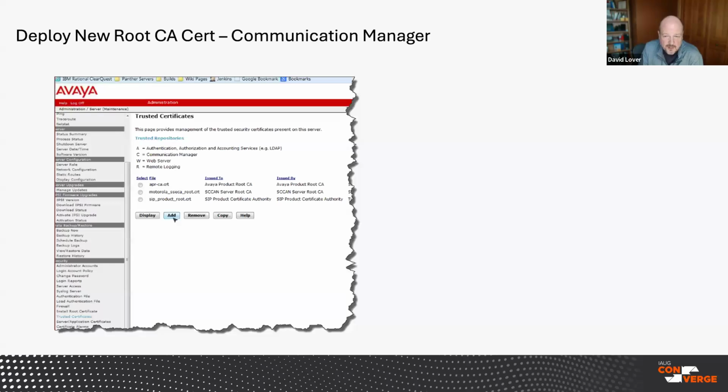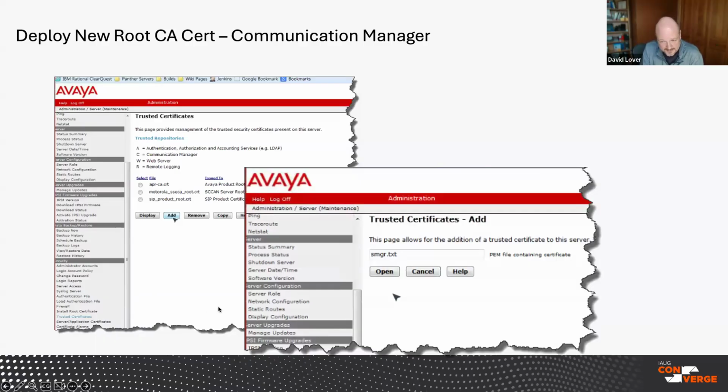You do have to remember those names because this doesn't do a great job of helping you see the list of downloaded files. So in this case, I'm going to go over on the left under security, under trusted certificates. Remember, that's the trust certs. I'm going to just say add. I want to add a trust cert. And as I mentioned, it doesn't give you a list of all of the things in its download directory. So you have to remember, okay, I uploaded it as smgr.txt or whatever you named it. Enter that and hit open.